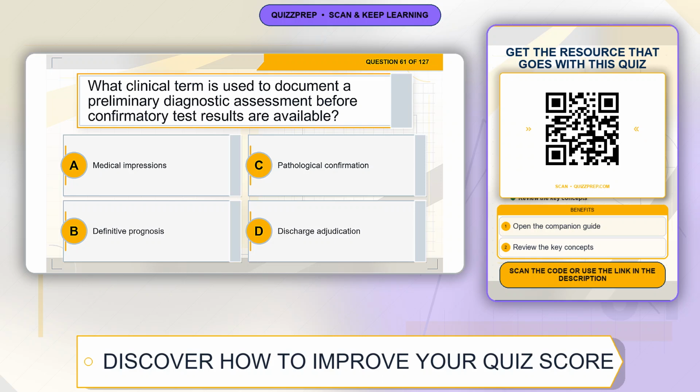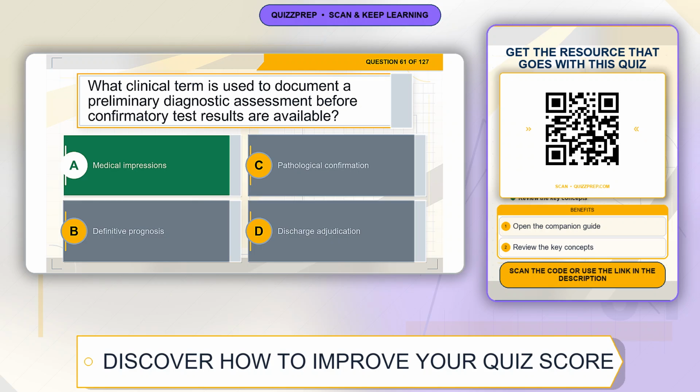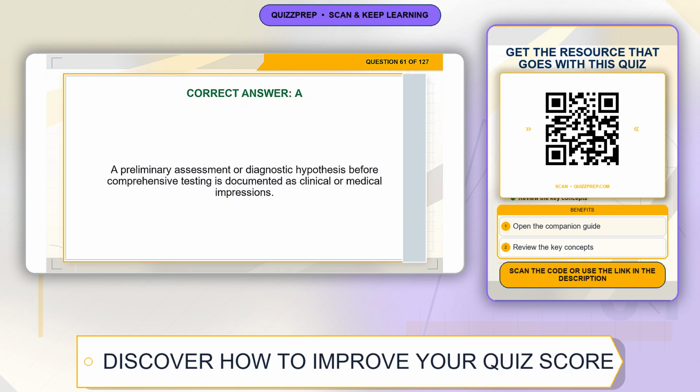Question 61. What clinical term is used to document a preliminary diagnostic assessment before confirmatory test results are available? Option A, medical impressions. Option B, definitive prognosis. Option C, pathological confirmation. Option D, discharge adjudication. The correct answer is option A, medical impressions. Explanation. A preliminary assessment or diagnostic hypothesis before comprehensive testing is documented as clinical or medical impressions.